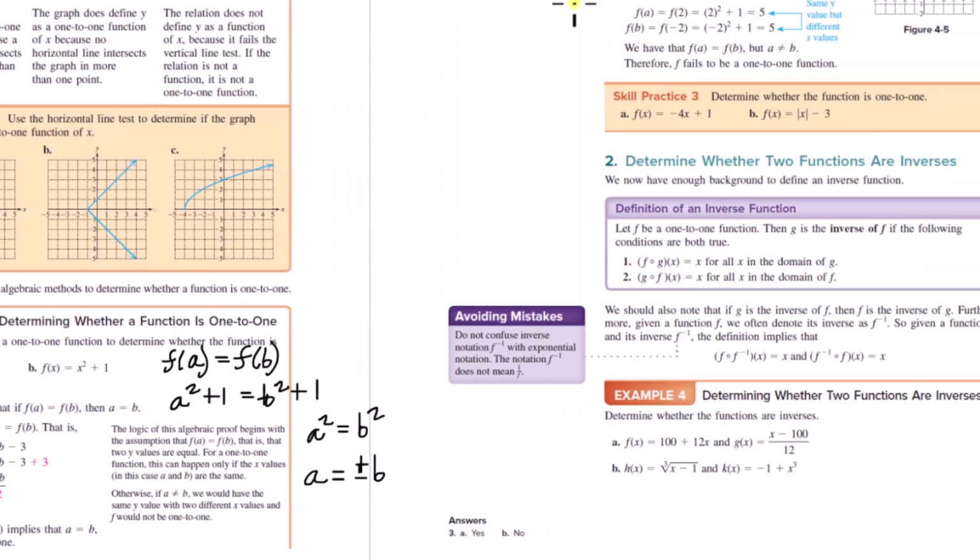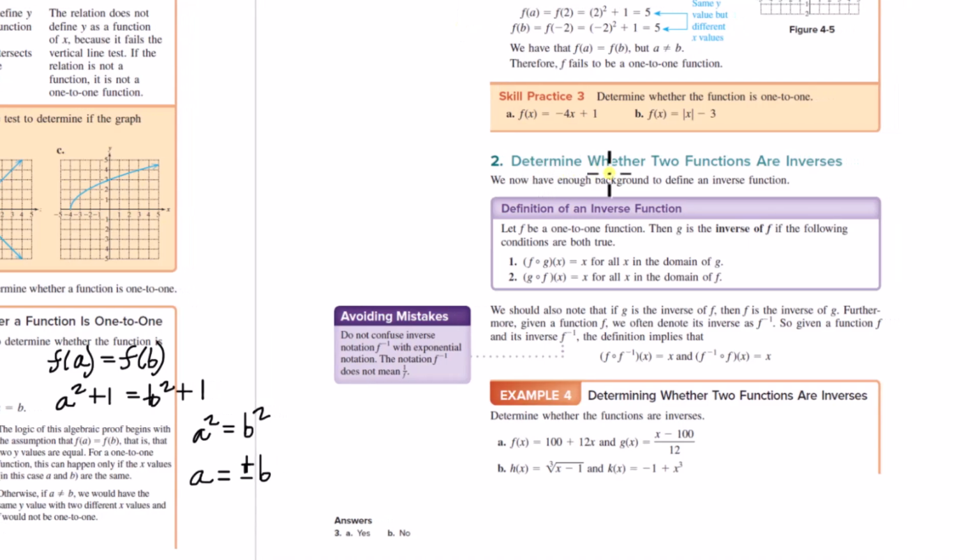Okay, now let's determine whether two functions are inverses. We haven't officially defined what makes a function an inverse function. What's the official definition for an inverse function? Okay, we now have enough background to define an inverse function.